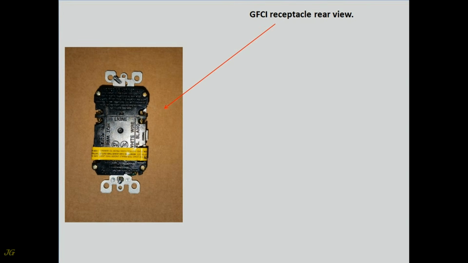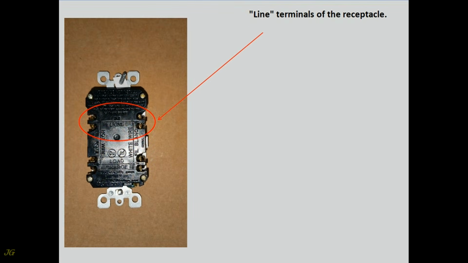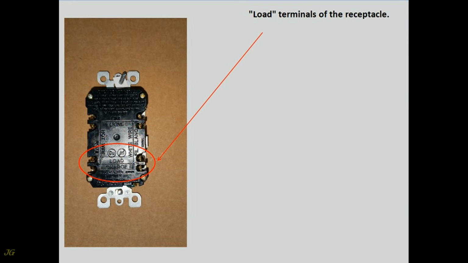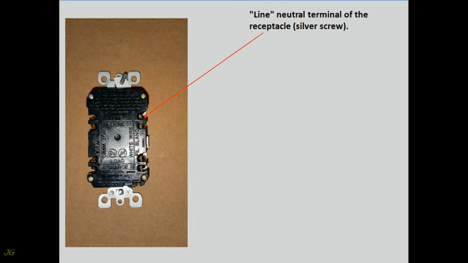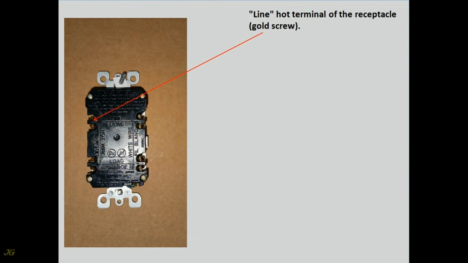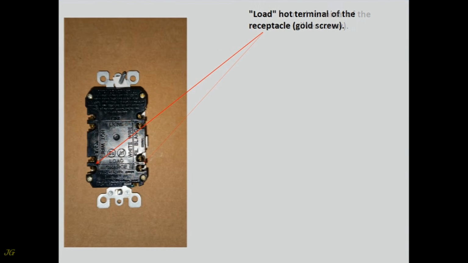GFCI receptacle rear view. Load terminals of the receptacle covered with a warning label. Line terminals of the receptacle. Load terminals of the receptacle. Grounding screw of the receptacle. Line neutral terminal of the receptacle, silver screw. Line hot terminal of the receptacle, gold screw. Load neutral terminal of the receptacle, silver screw. Load hot terminal of the receptacle, gold screw.